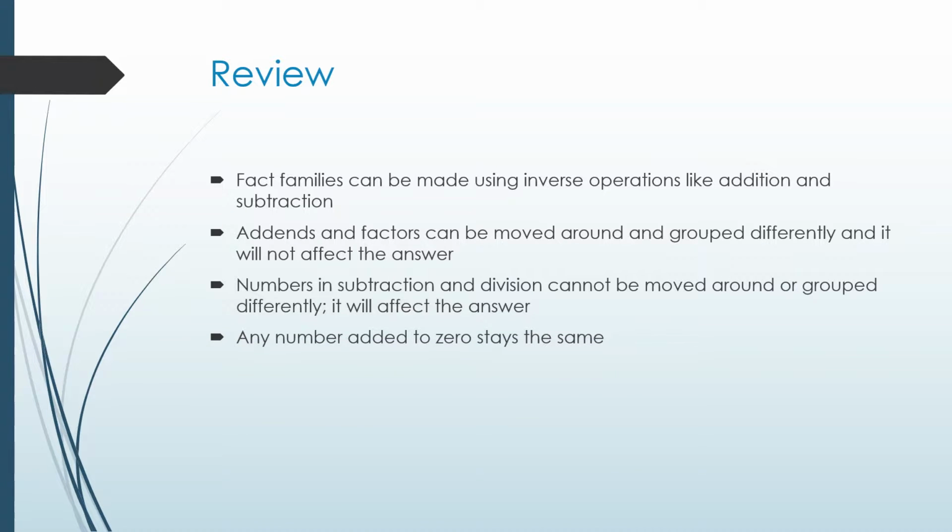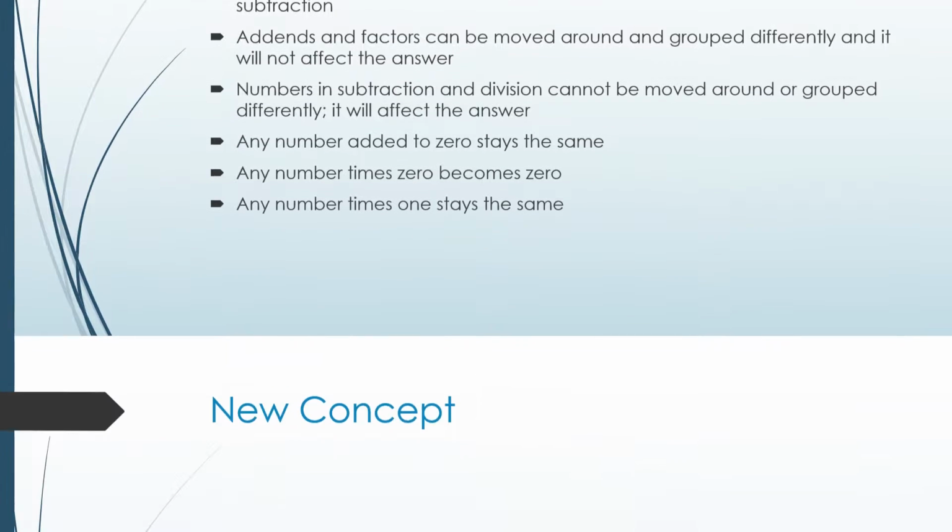Any number added to 0 stays the same. That's the identity property of addition. And any number times 0 becomes 0. That's the 0 property of multiplication. And any number times 1 stays the same. That's the identity property of multiplication.